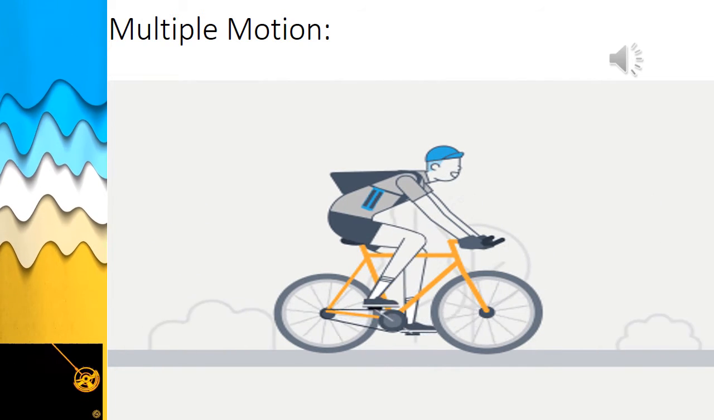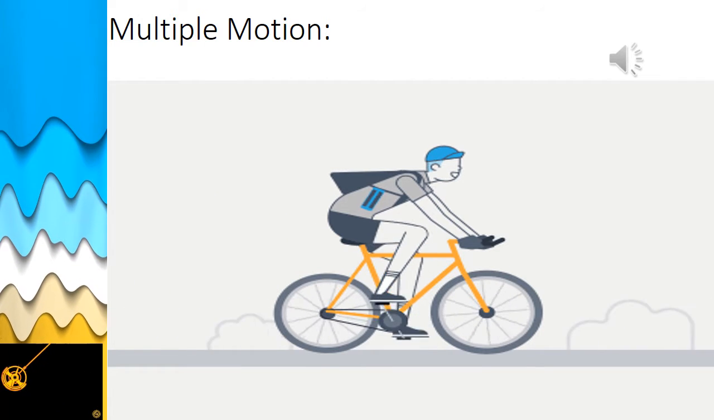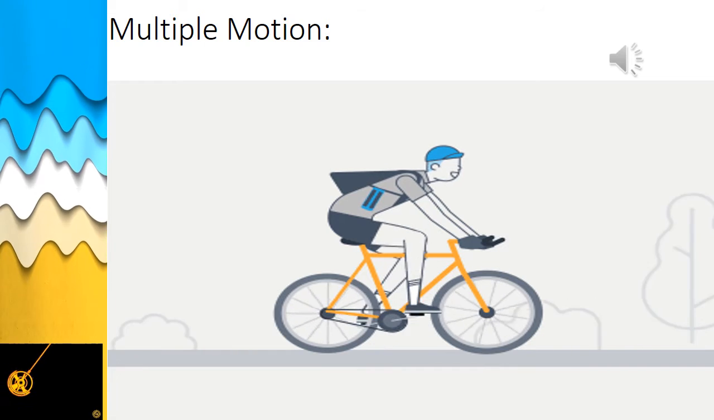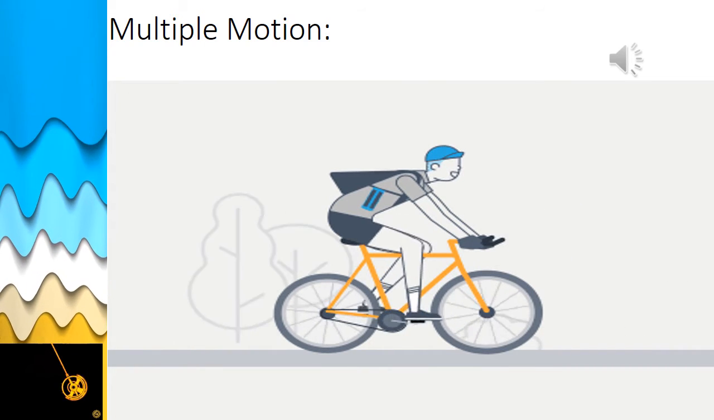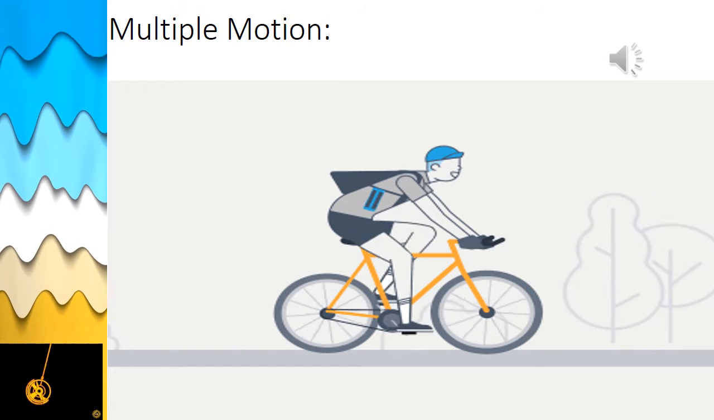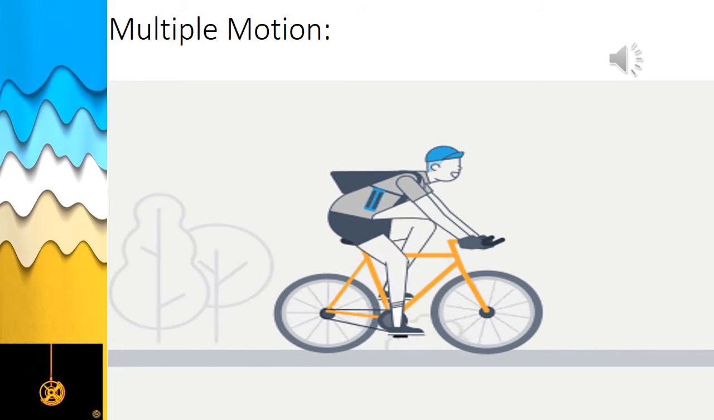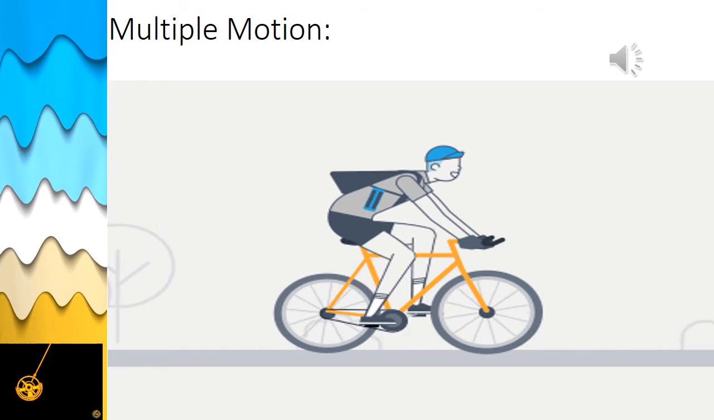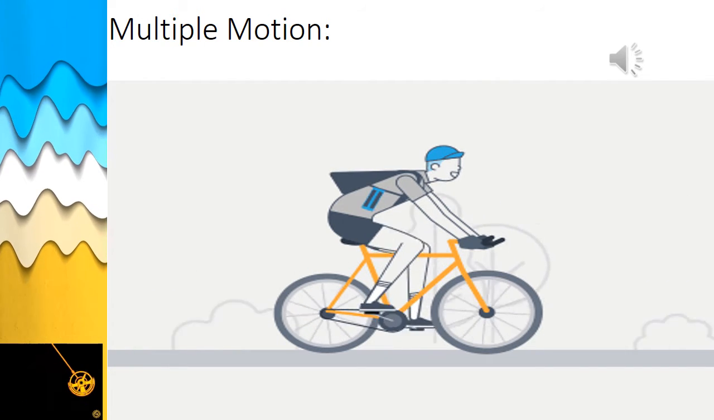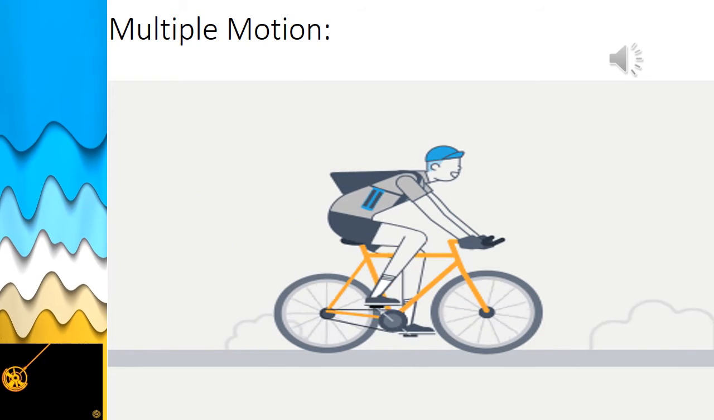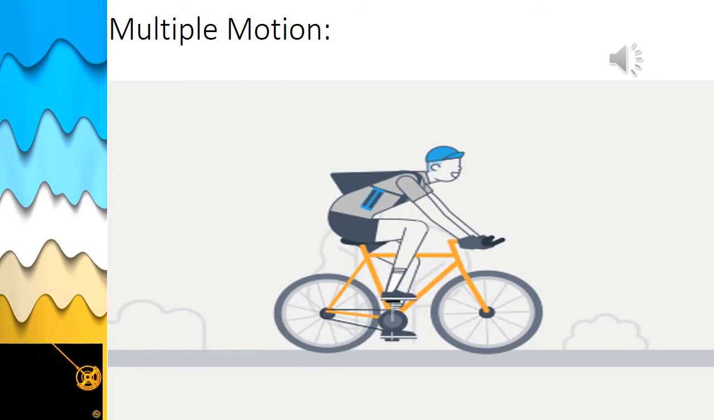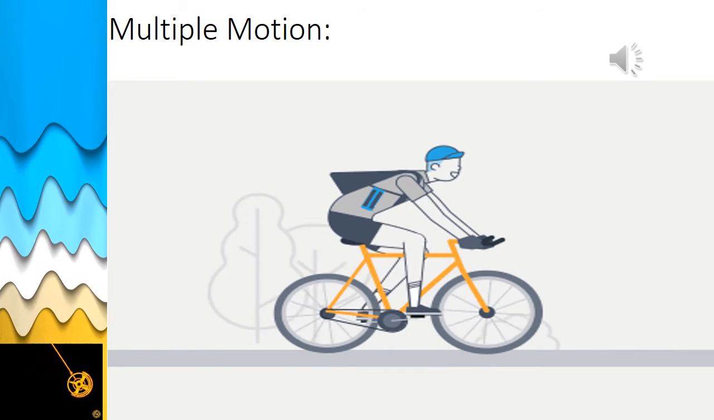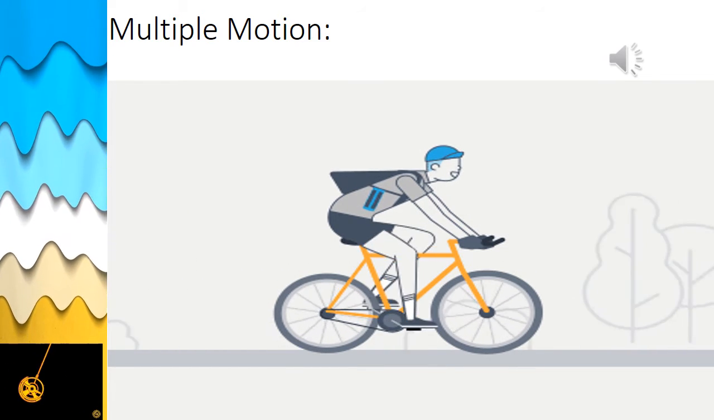Many times, more than one type of motion can be seen in an object. Such objects show multiple motions. A few examples of multiple motions are here, as you can see, the motion of a bicycle. The wheels of a bicycle show rotational motion. The pedal of the bicycle also shows rotational motion. The bicycle as a whole shows translatory motion.